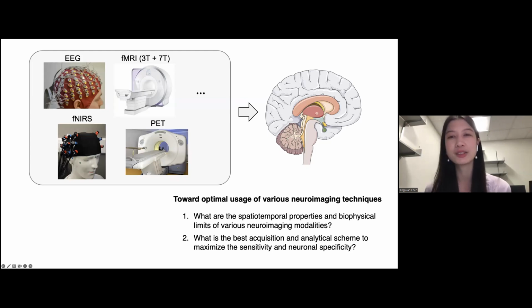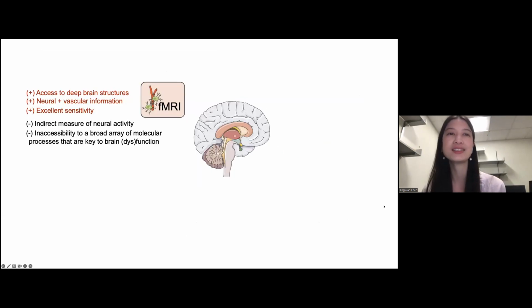What are the spatiotemporal properties and biophysical limits of these different neuroimaging modalities? And also, what's the best practice to acquire and analyze the data in order to maximize the sensitivity and neuronal specificity of each modality? On the other hand, these different techniques are very complementary in nature.